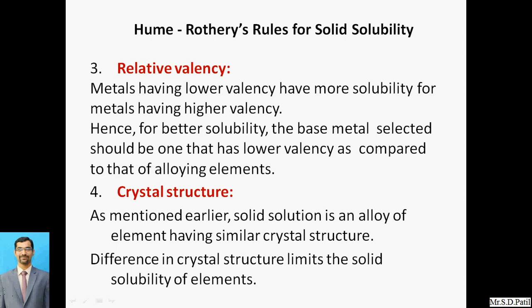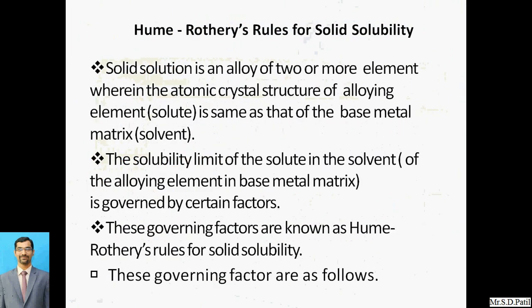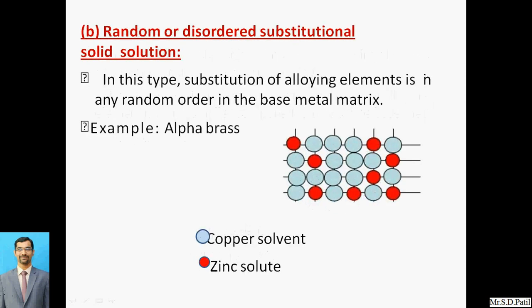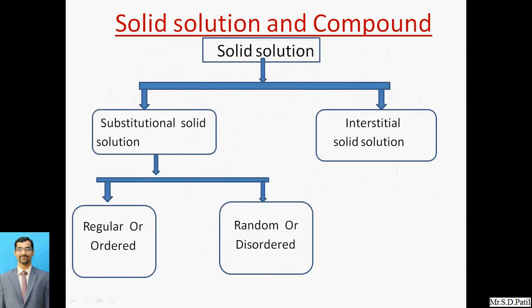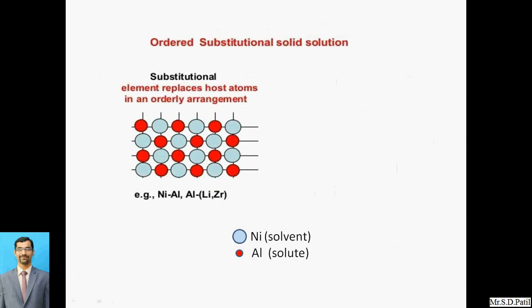These are all terms related to solid solubility. Up till now, what have we seen? What is a solid solution? We have seen that solid solutions are of two types: the substitutional solid solution and the interstitial solid solution. The substitutional solid solution again has two types, regular and random. What is the meaning of substitutional solid solution that we have seen?